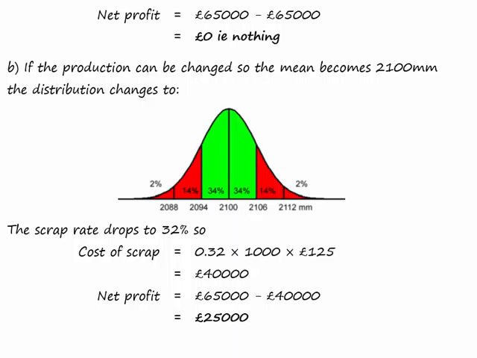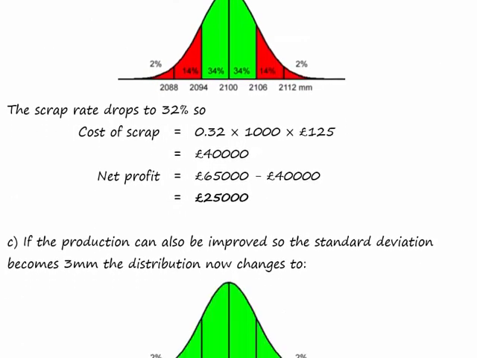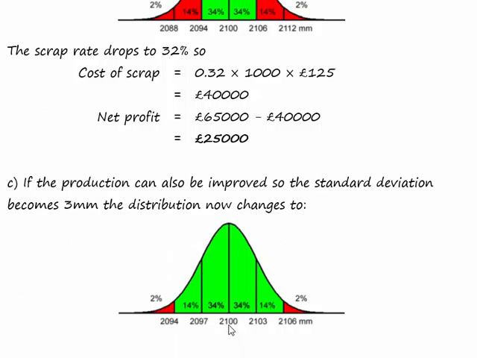Part C. In addition to adjusting the mean to 2,100mm, the company also reduces the standard deviation from 6 to 3. So instead of this section here being 6, it now becomes 3. So the design spec remains the same at 2,100 plus 6 and 2,100 minus 6.